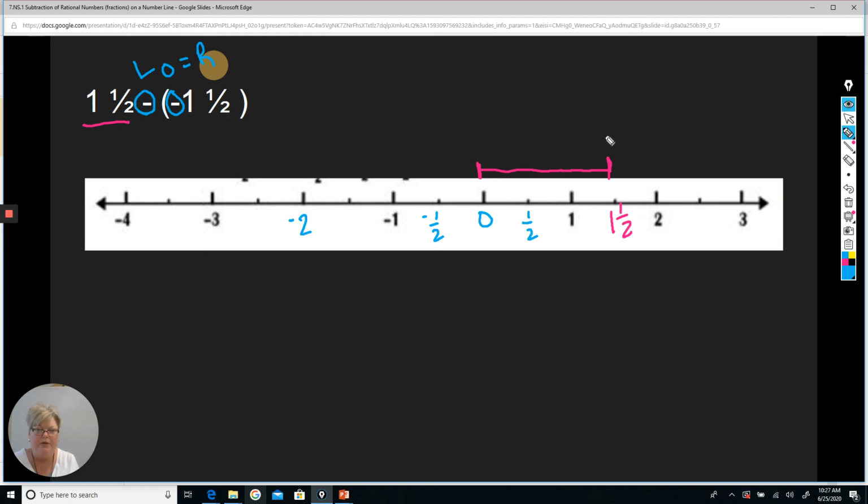So I'm going to pick up right here at 1 1/2. I want to go one whole jump. So this is one whole jump from half to half, and then I'm going to go a half. So my solution to this is 3.